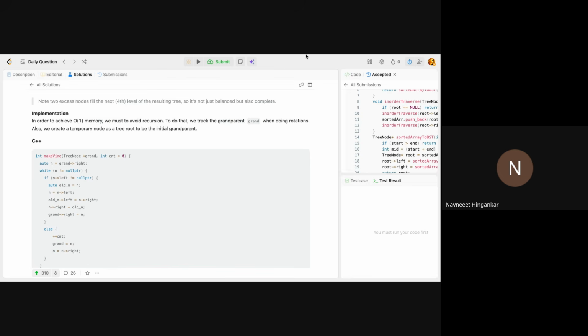Wait, what's Morris? Morris algorithm, Wikipedia. Morris also does the same thing, right? Like here they are maintaining grandparent node.